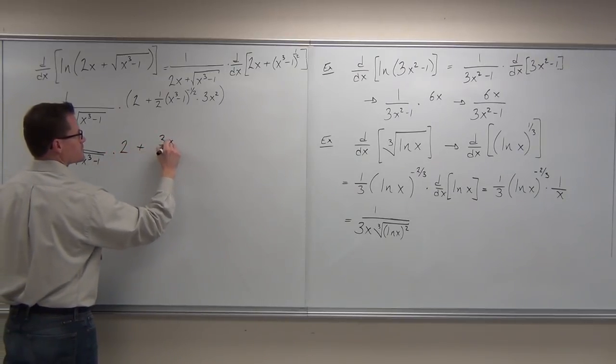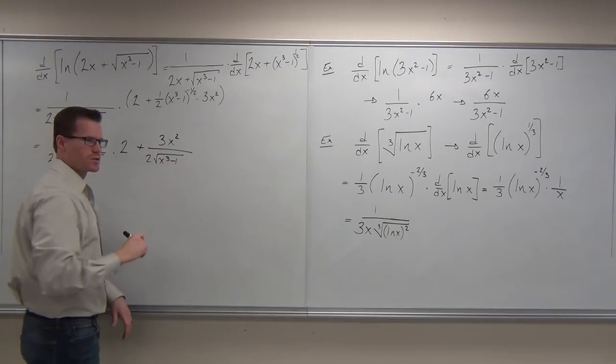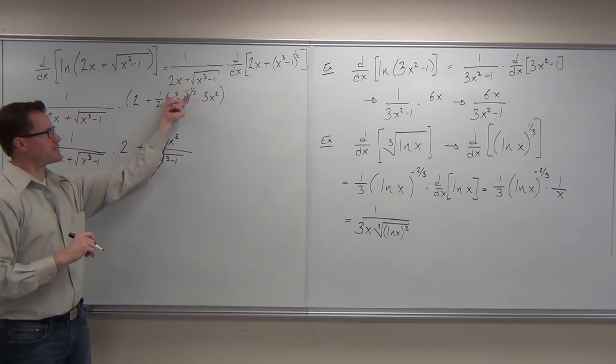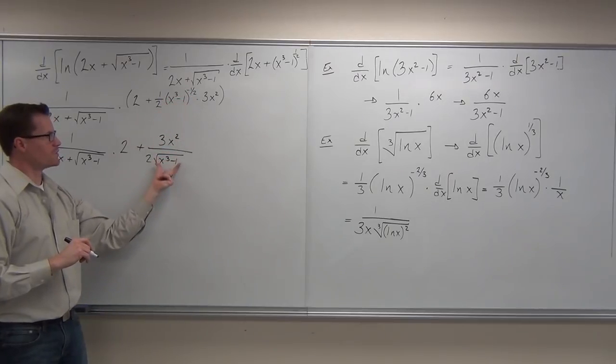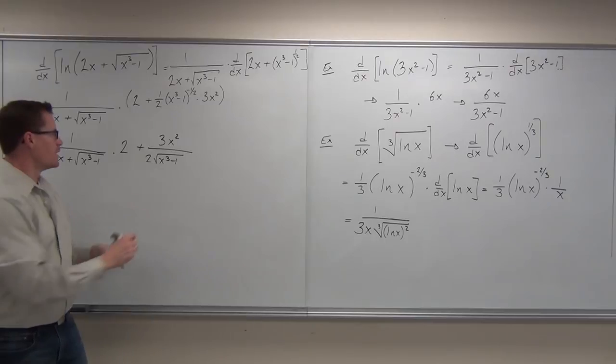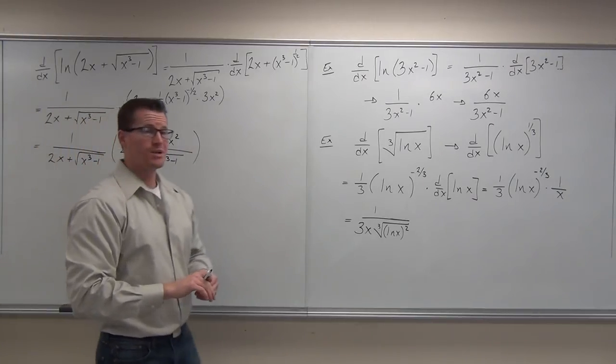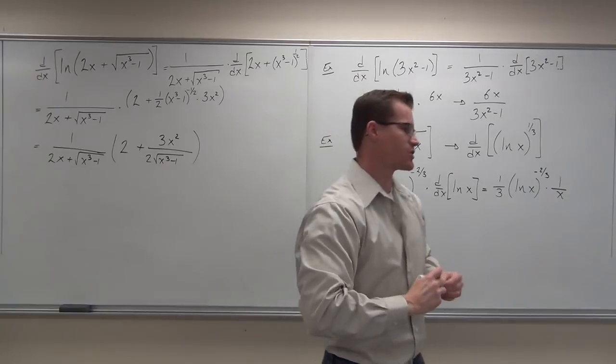You could do 3x squared over 2 square root of x cubed minus 1. Do you see how that works? Yeah. We can bring this down. That's a negative power. That's a square root, x cubed minus 1. This 2 is on the denominator. 3x squared goes in the numerator. Of course, you have to show me the parentheses there. That's important.